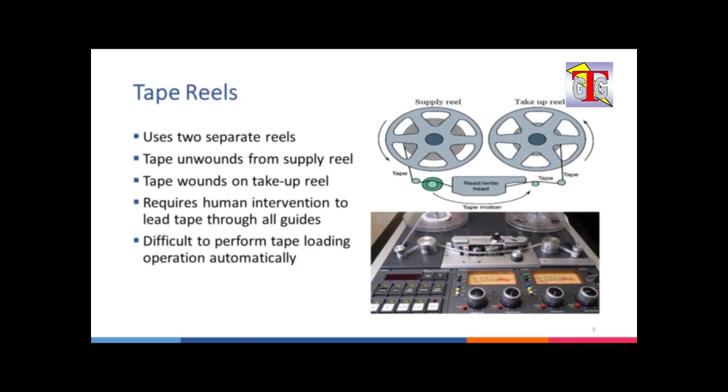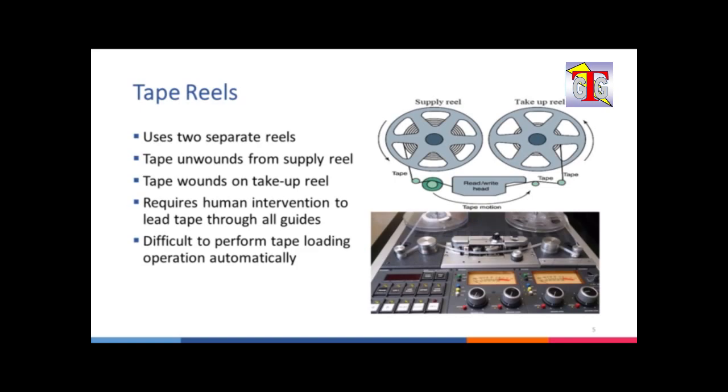Tape reels, or reel-to-reel, use two separate reels as shown in the figure above. They include the supply reel and the take-up reel. The magnetic tape is unwound from the supply reel. It passes through several tape guides to the read-write heads. It then passes through many tape guides to the take-up reel to be wound.